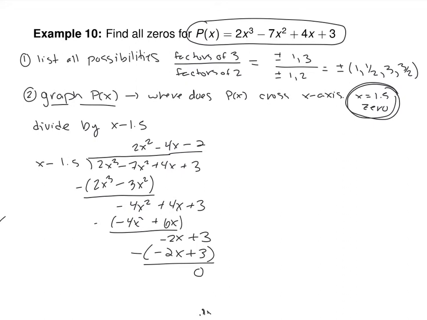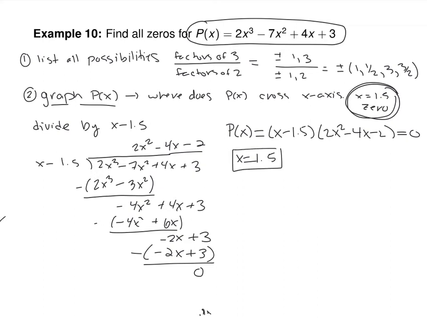And so what you know then is your p of x equals x minus 1.5 times the other stuff, 2x squared minus 4x minus 2. And you want to figure out where is that thing equal to 0. You already know one of them, right? What's one zero? 1.5. And the other ones you get by solving 2x squared minus 4x minus 2. And what division did is it took that thing that was a cubic and pulled it down to being a quadratic. Do you see what I mean?